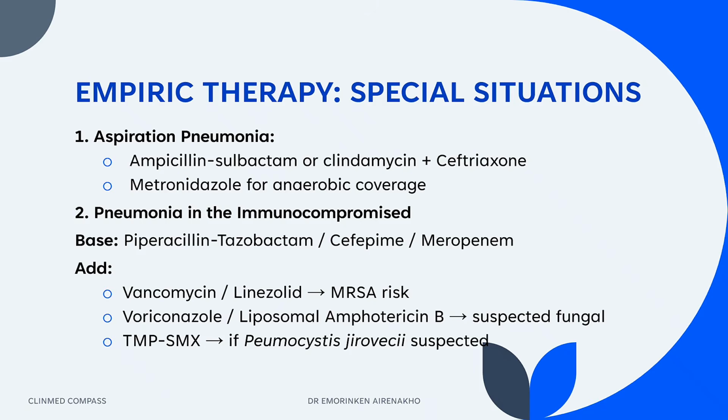Metronidazole is also important if anaerobic coverage is needed. For pneumonia in the immunocompromised, the broad base is piperacillin-tazobactam or cefepime or meropenem. You can add vancomycin or linezolid if methicillin-resistant Staph aureus is suspected. You can add voriconazole or amphotericin for fungal infection. You can add trimethoprim-sulfamethoxazole if Pneumocystis jirovecii is suspected.